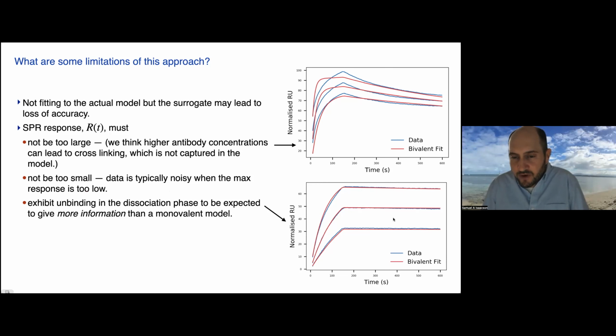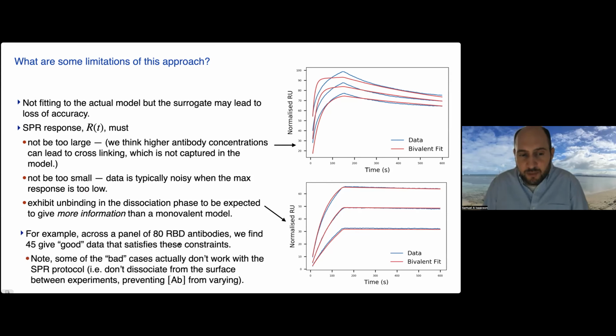So here's an example where it barely comes off. If the curves look like this, there's not really enough features in them for a bivalent model to give you more information than the monovalent. So we would basically not expect that, even though the bivalent model can fit them, it's giving us more useful information than the monovalent model. So we also filter out antibodies that have this kind of response.